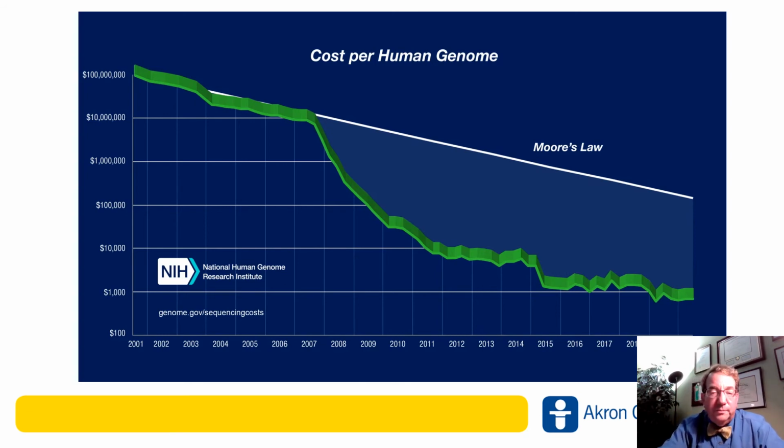Moore's law is a computer chip technology observation that basically calculated that the cost of computer storage dropped in half every 18 months. And so the cost of sequencing a human genome has fallen more dramatically than the cost of computer storage.